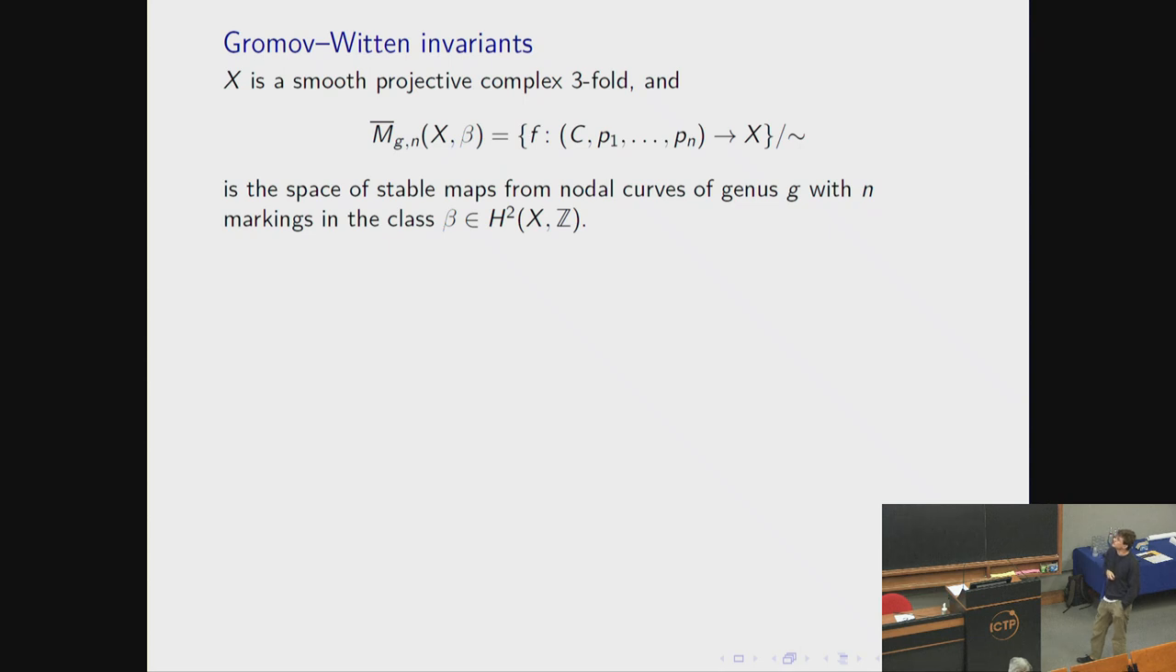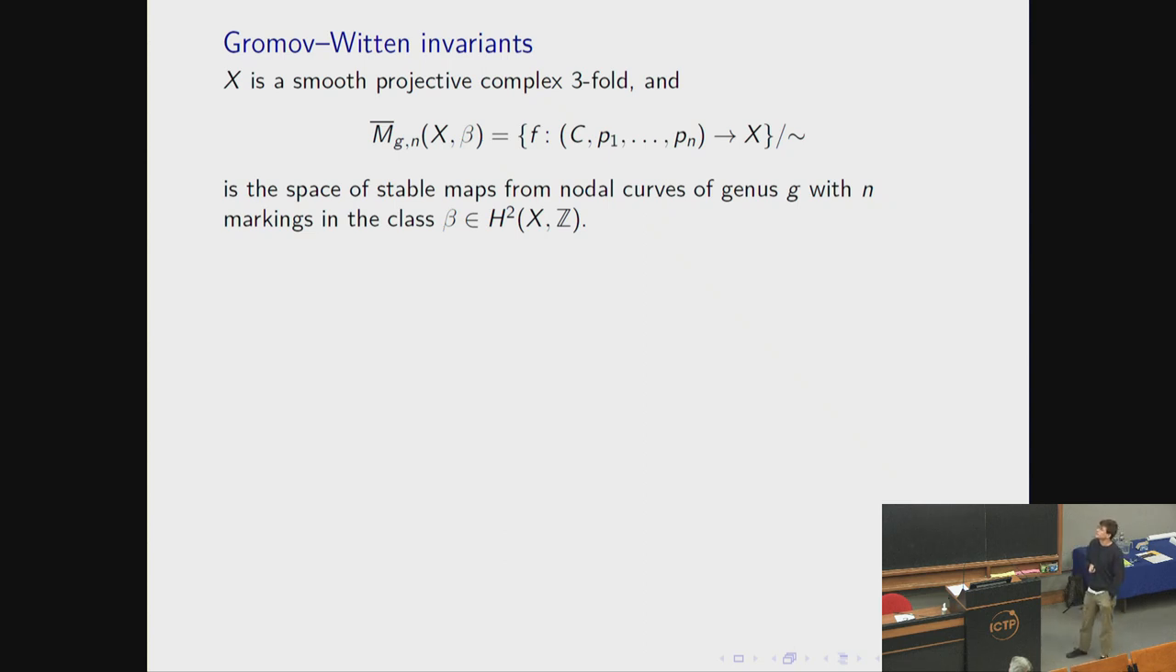The best way to introduce unramified Gromov-Witten invariants and Gopakumar-Vafa invariants is to talk about the standard Gromov-Witten invariants. For the most part of the talk, X will be a smooth projective complex threefold. To X, you can associate what's called the space of stable maps from nodal curves of genus g with n markings in the class beta. In other words, these are holomorphic maps from Riemann surfaces with possibly nodal singularities, with n distinct smooth marked points.